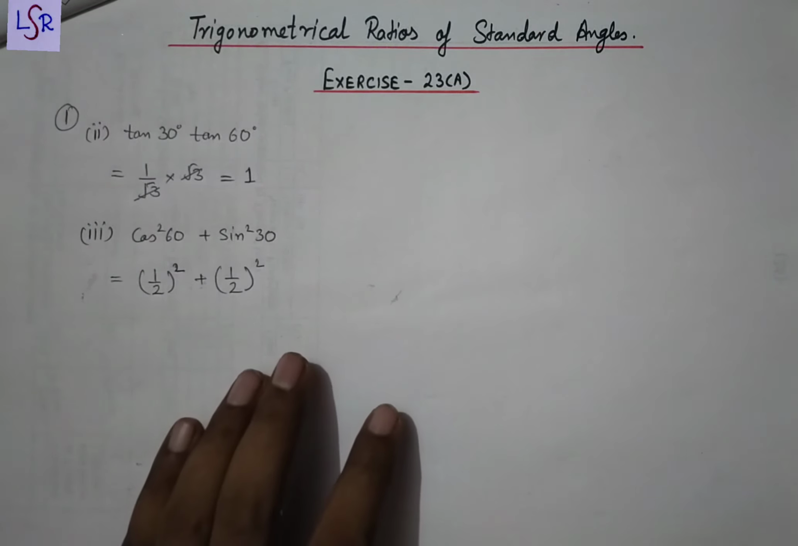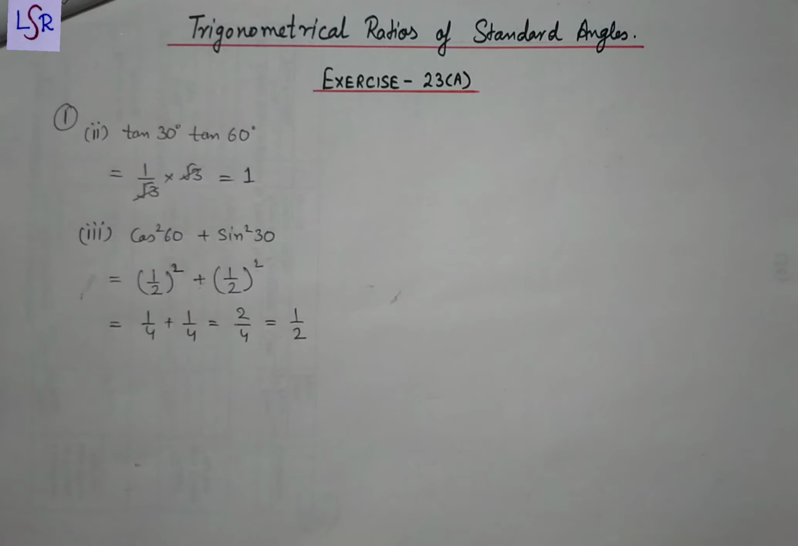Now cos 60 is 1/2, so 1/2 का whole square हो गया, और sin 30 is 1/2 again, तो इसका भी whole square हमने कर दिया। Now we are going to solve it and we finally get this 1/4 plus 1/4, that is 2/4, which is equal to 1/2.